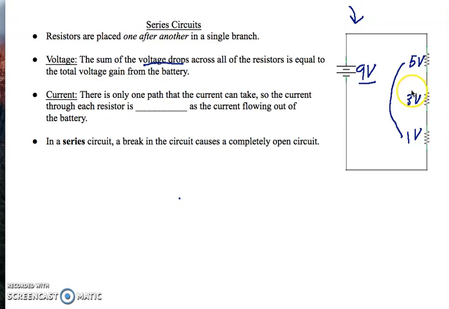So again, that's how voltage is going to behave. Whatever is supplied by the battery has to be dissipated by the sum of all of the resistors' voltage drops. So that's how voltage works.